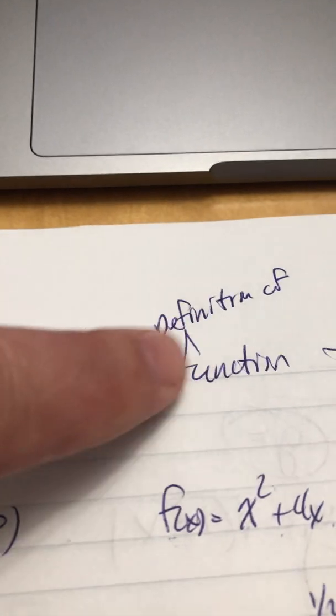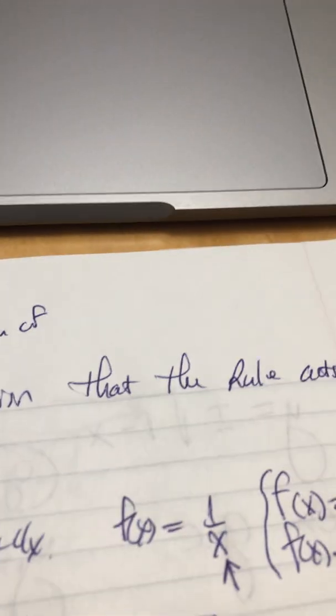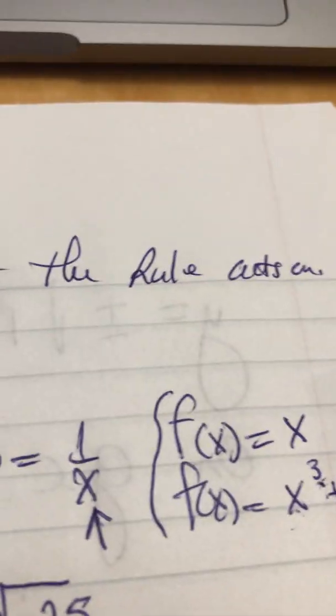The domain is the set in the definition of the function. Notice my little typo there. I forgot to put that part: that the rule acts on. And the rule you'd know is something like x squared plus 4x or 1 over x.